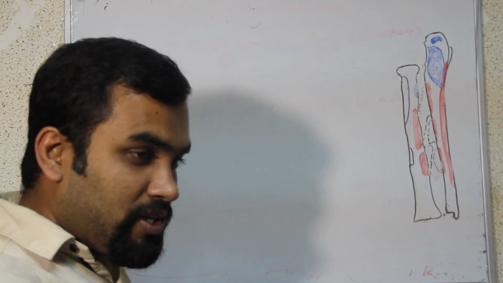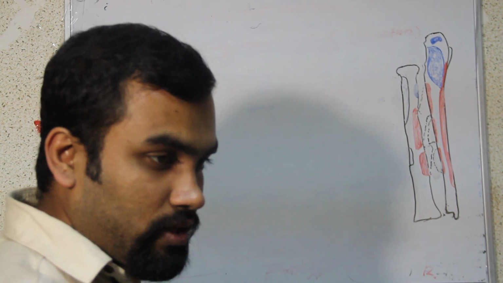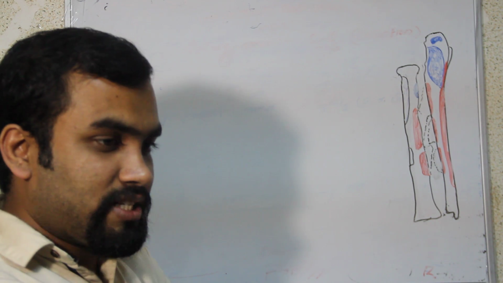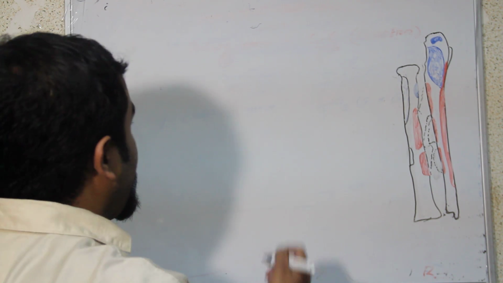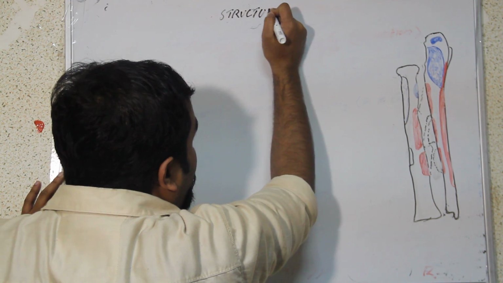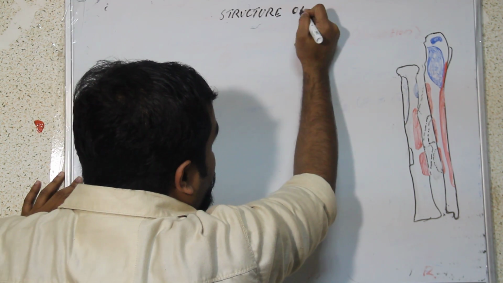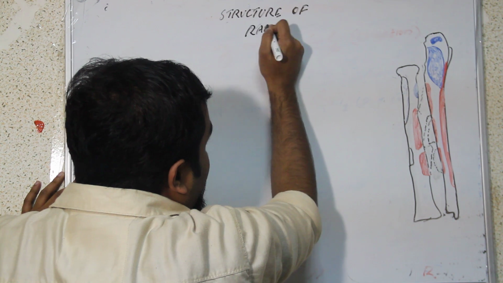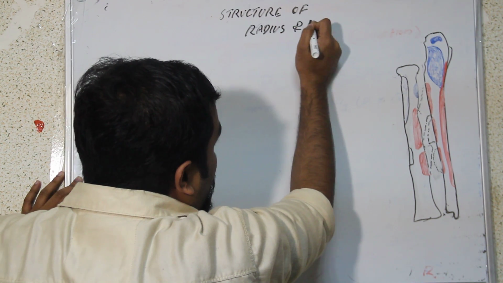Now we will study the simple structure of the radius and ulna. The radius bone is on the lateral side and the ulna bone is on the medial side. So, structure of radius and ulna.